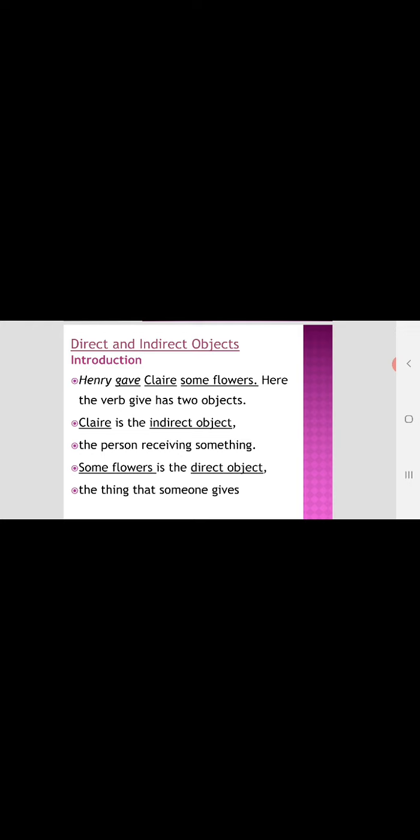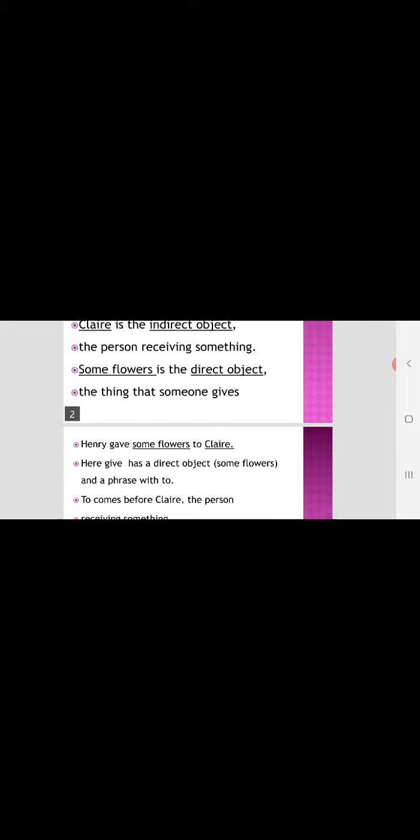So if a sentence has two objects, one is the direct object, the other one is the indirect object. The indirect object is the person receiving something, and the direct object is the thing that someone gives. Here the direct object is at the end of the sentence. But we can also put the indirect object at the end of the sentence.